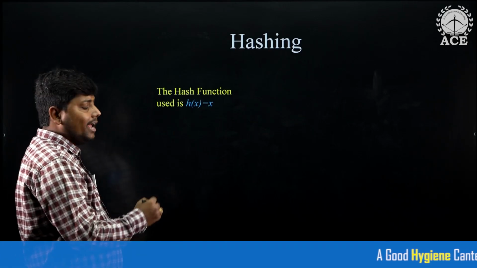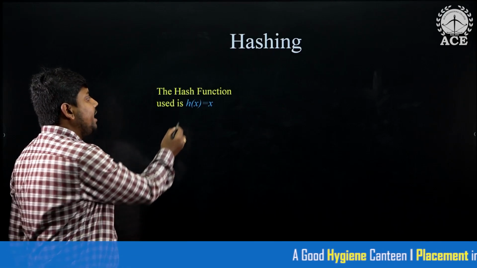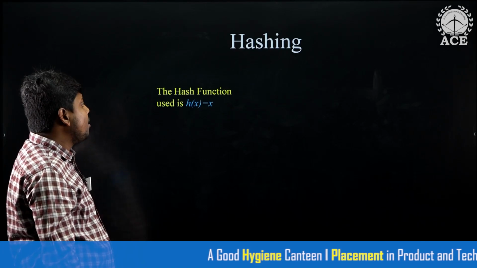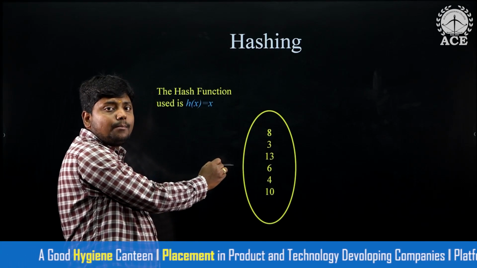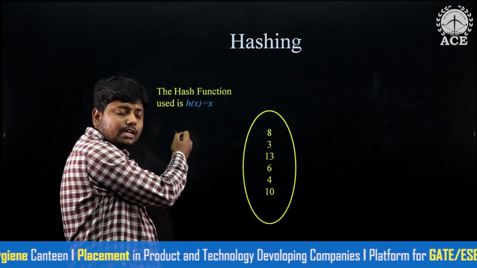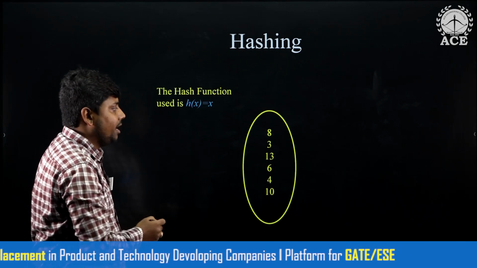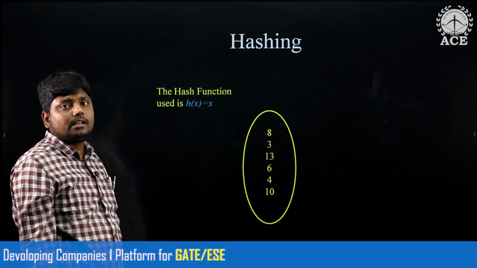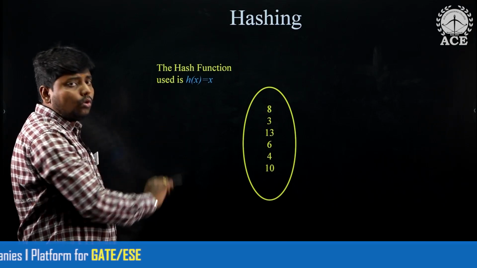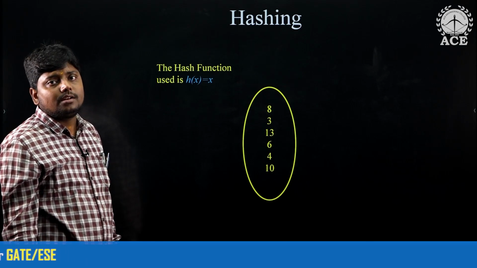Better call it x is an element which we want to store, and h(x) is the hash. So suppose these are the elements. The same example I am taking, which we had dealt with in the case of array. The elements are the same: 8, 3, 13, 6, 4 and 10. Now we want to store these elements in a hash table.